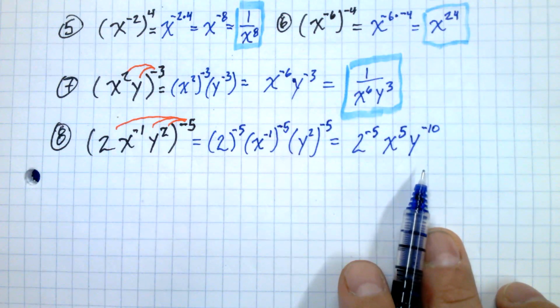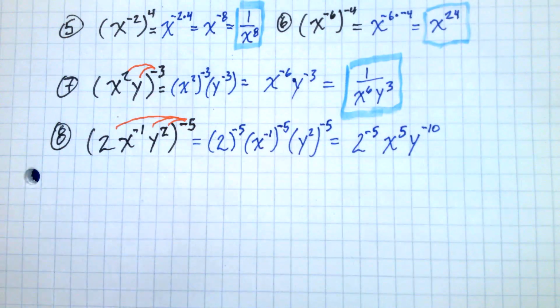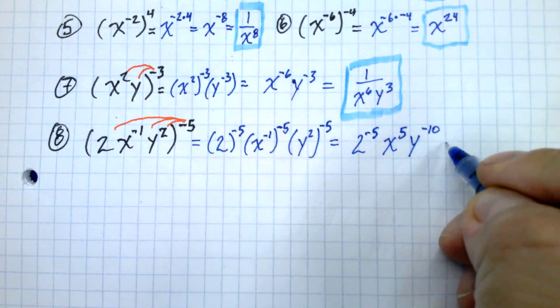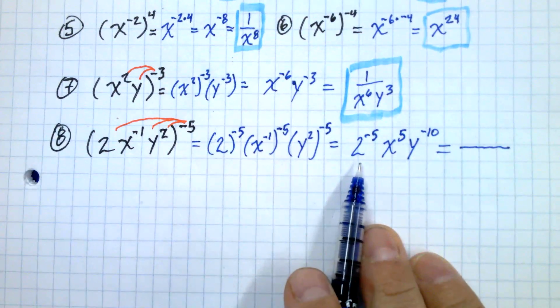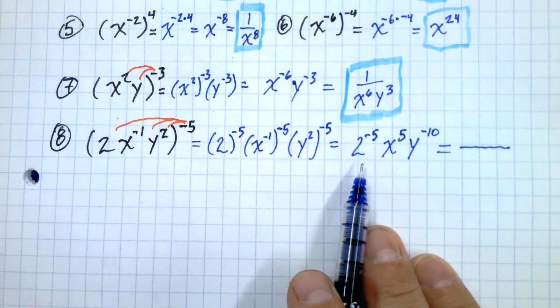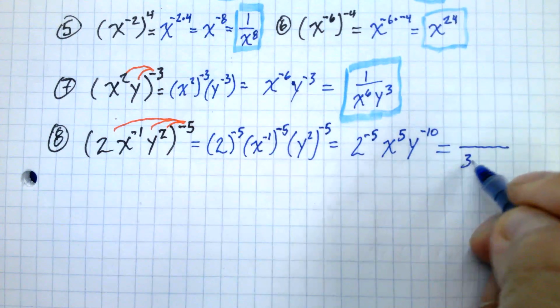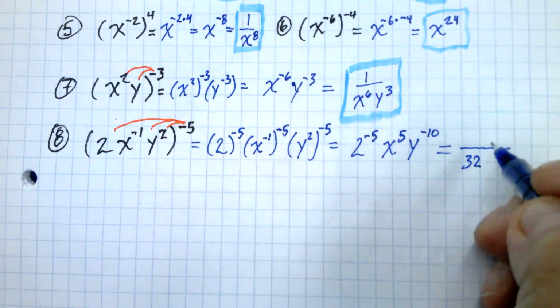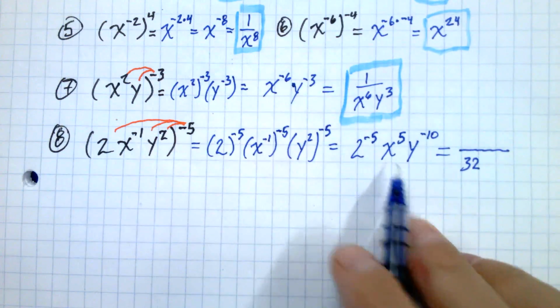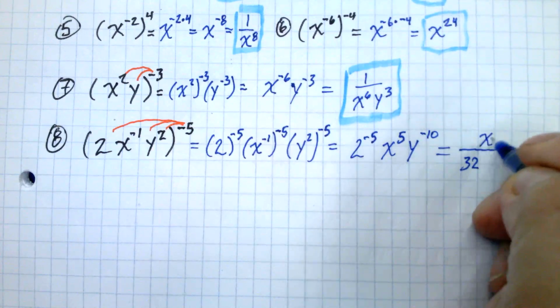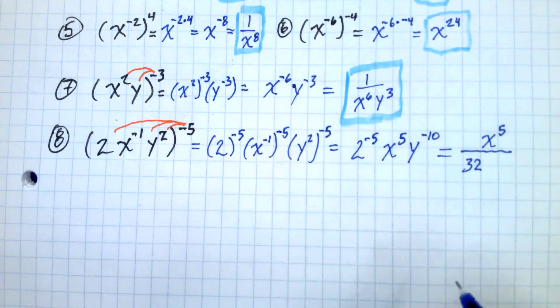Any questions? Okay, so now we flip anything that needs to go to the denominator or numerator, we do that. So here we go. Well, for sure, 2 to the negative 5, it becomes 1 over 32. Okay. How about x to the 5? In the numerator. That one's happy here. How about y to the negative 10?